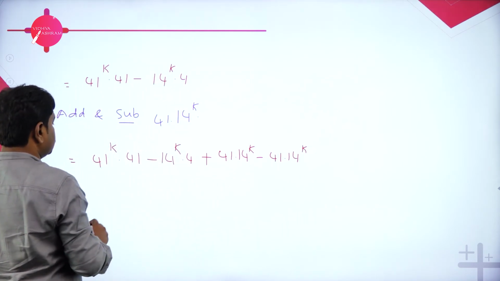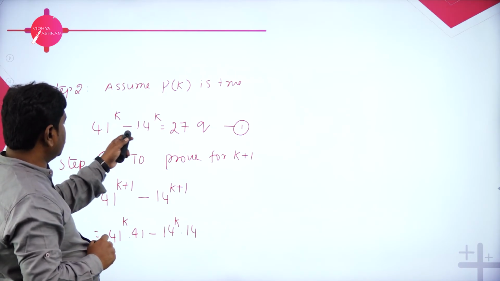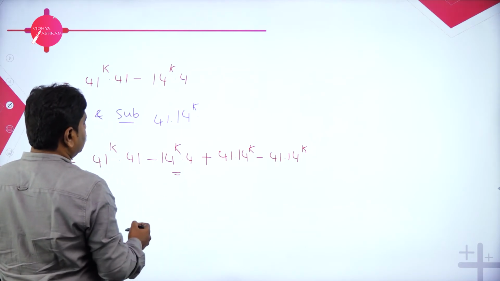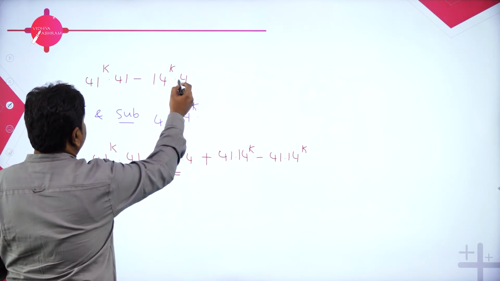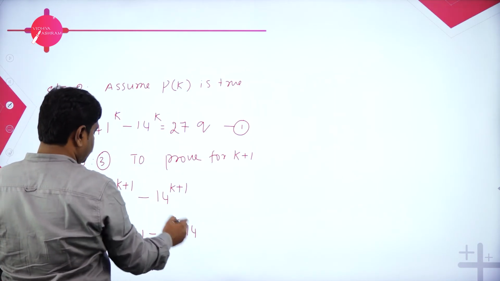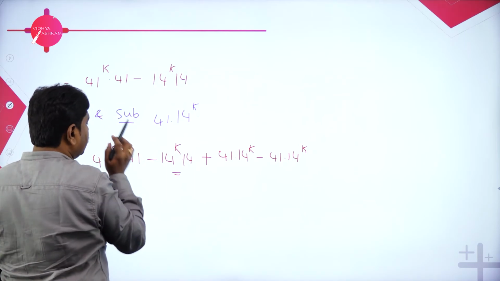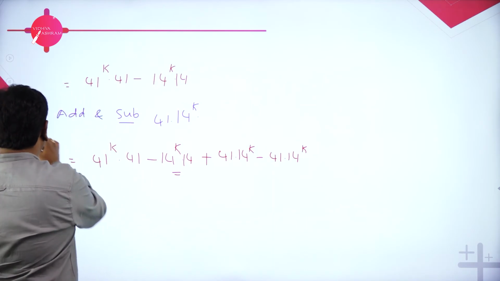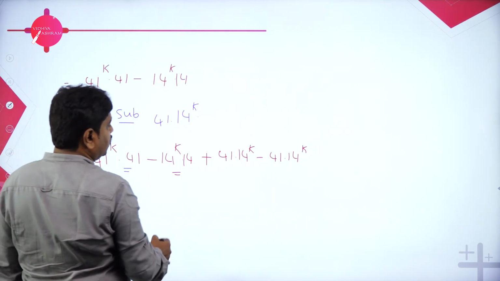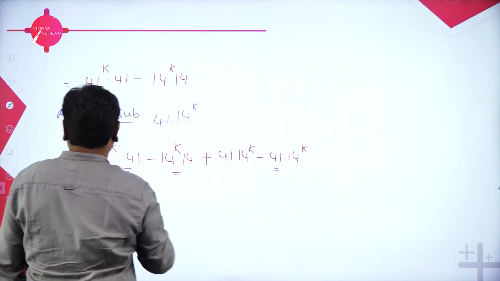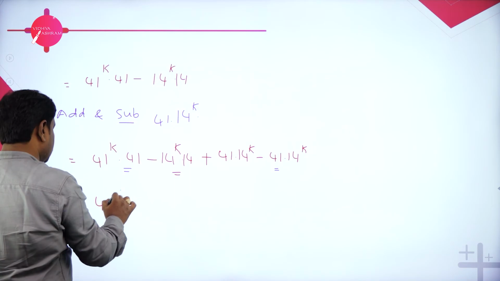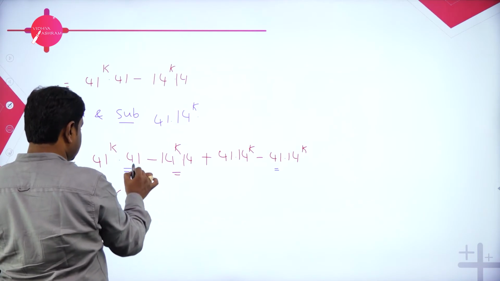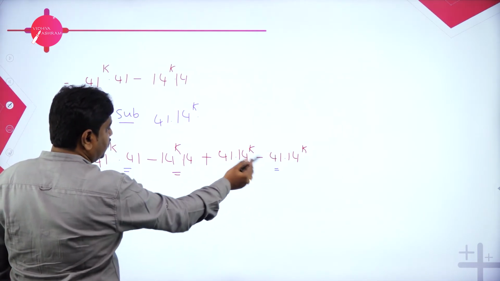See dear students, we need 41 power k minus 14 power k. So minus 14 power k is here, and this is k plus 1. Here it is 14, right? Yes. So we need 41 power k minus 14 power k. I'll take 41 common from this. If you take 41 common, you are left with 41 power k, because this is common, and the last term 41 is out, so minus 14 power k.